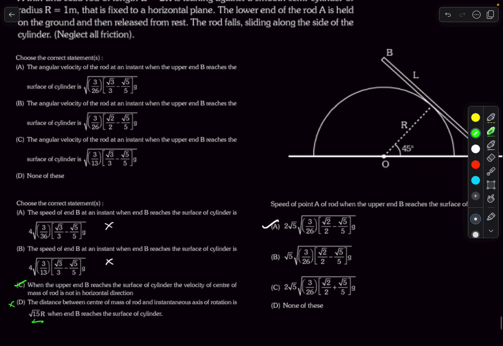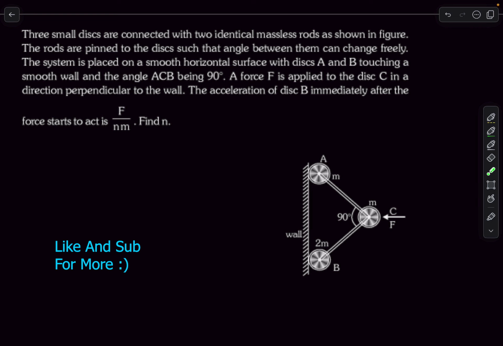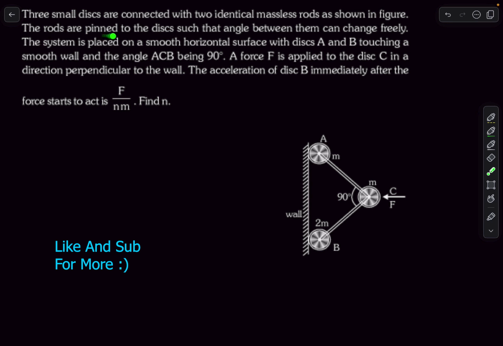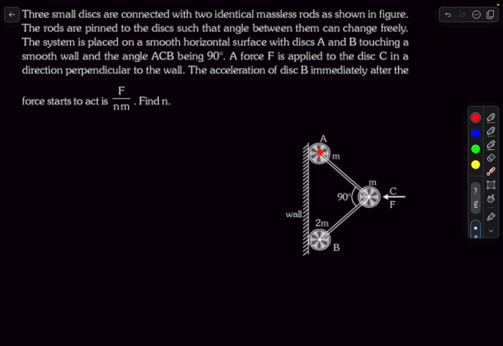Now let's move to the next one. Okay, so this is the next question. We have 3 small discs that are connected with 2 identical massless rods as shown in the figure. The rods are pinned to the disc such that the angle between them can change freely. Basically the length of these rods cannot change, but it is allowed to rotate around the disc. So basically it's a rigid rod that can freely rotate around the disc center. Now the system is placed on a smooth horizontal surface with discs A and B touching a smooth wall and the angle ACB being 90 degrees. So this angle is actually forming a right angle.